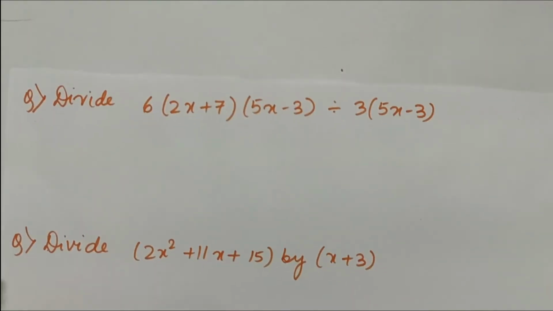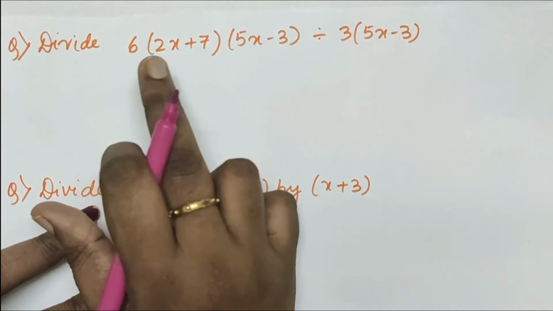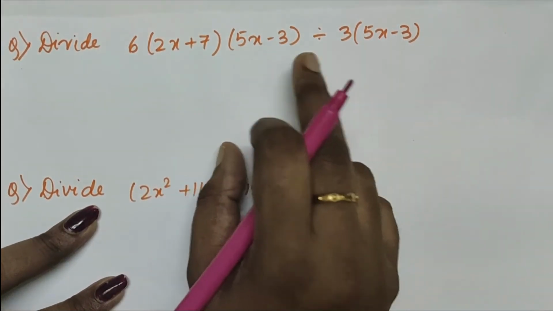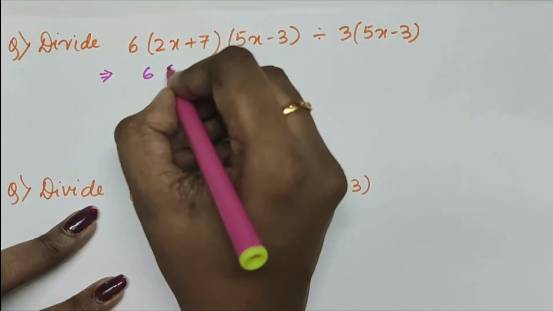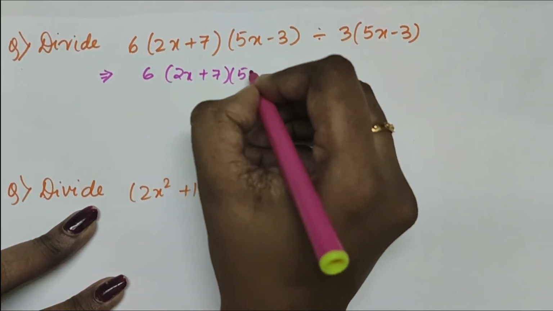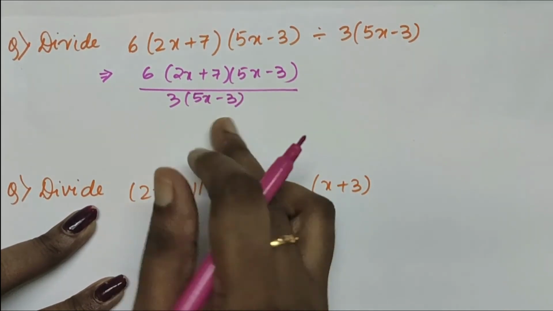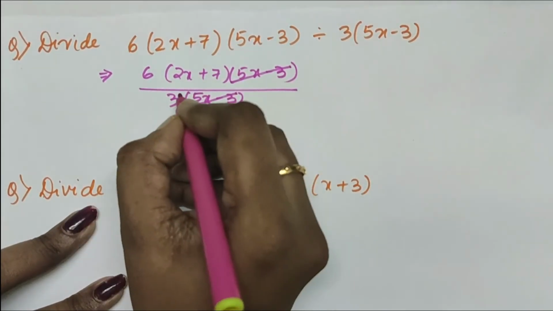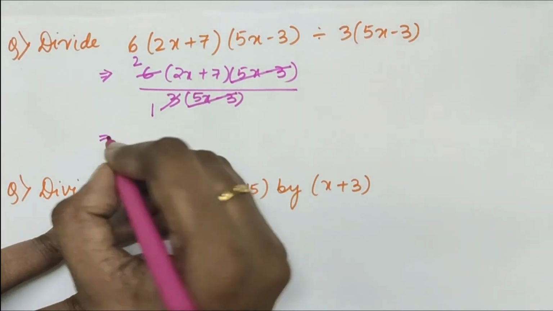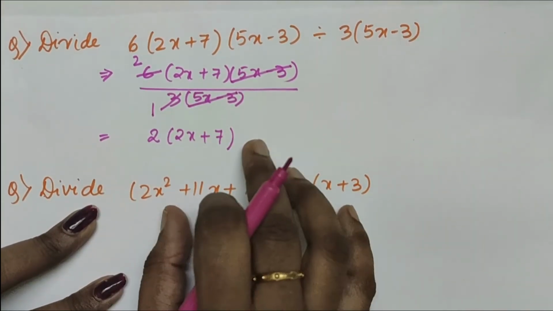Now a few more examples to understand how it is working. Divide 2x plus 7 into 5x minus 3 by 3 into 5x minus 3. So again let me write it in this form, divided by 3 into 5x minus 3. Here you can see that 5x minus 3 and 5x minus 3 are common, so I can cancel it. Here 3 ones are 3, 3 twos are 6, so I am left with 2 into 2x plus 7. There is nothing else that we can cancel, so this is our result.